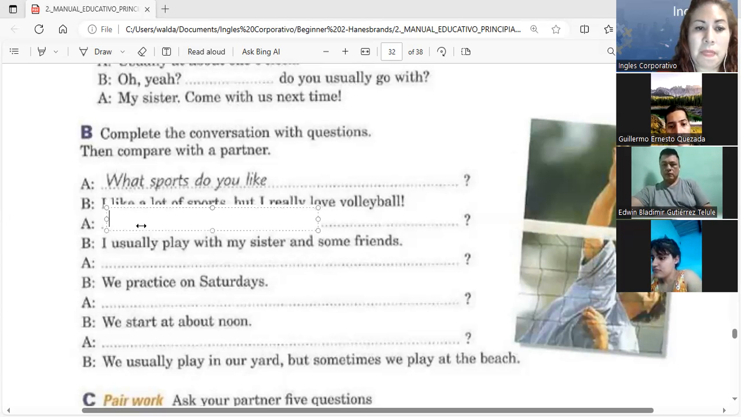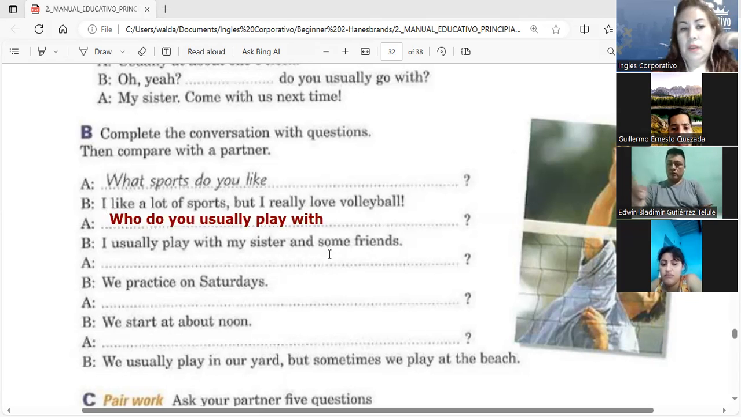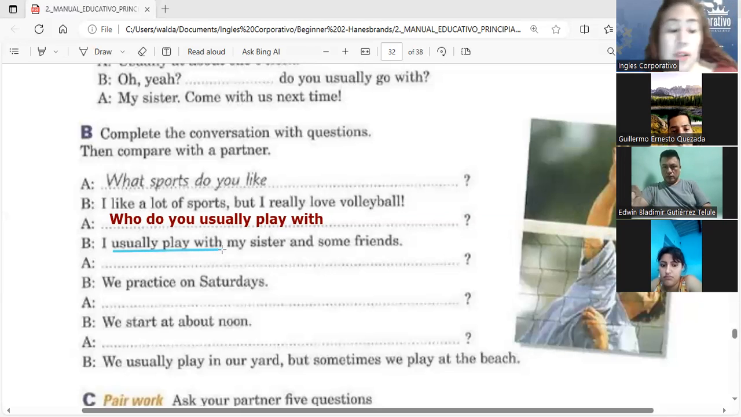Next. Who do you usually play with? Good. Who do you usually play with? Because the question is... I usually play with. Sorry, that's the answer. So the question has to be with this one. Who do you usually play with? Okay. Next.